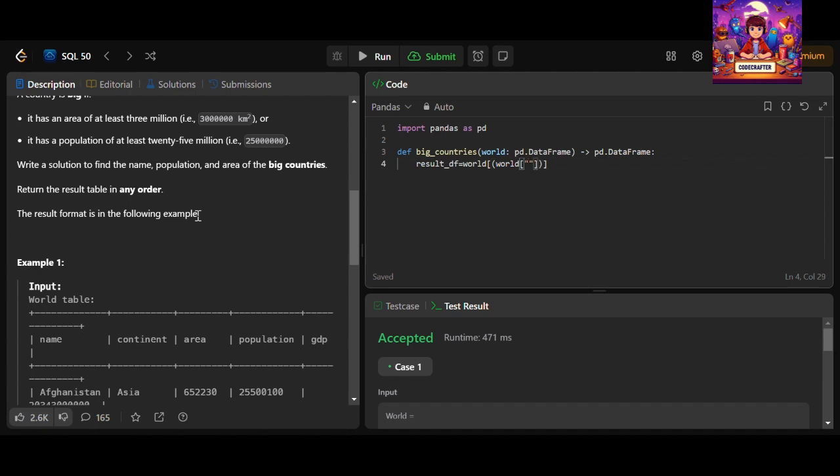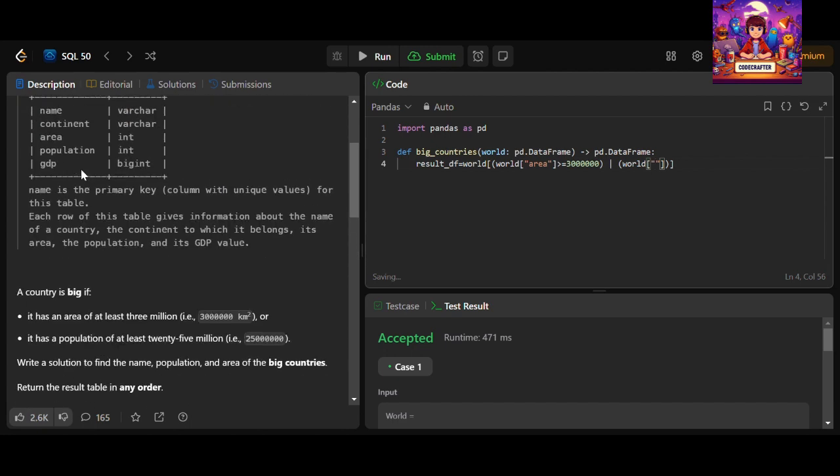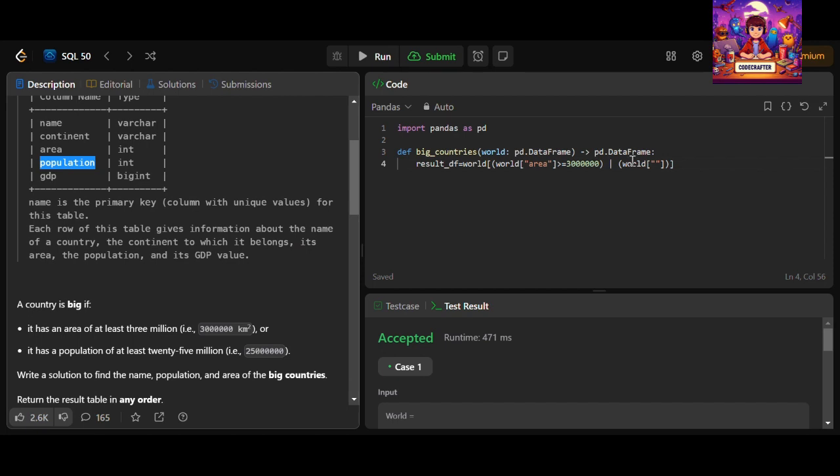World of, what is the first condition? Area needs to be at least how much? 3 million. Or, what is the second condition? We use the or condition like this in Pandas. And what is the second condition we have? Population needs to be at least 25 million. So I'm just selecting that population and at least, right? So 25 million.